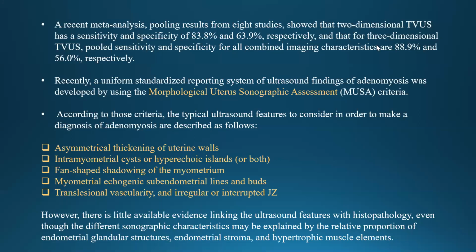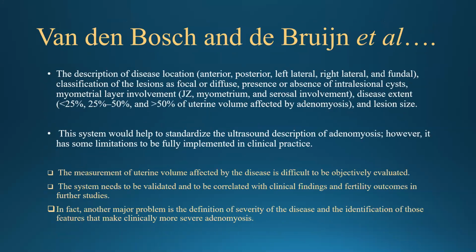So there was also some work from Van den Bosch and Bruijn et al. that describes the disease according to the location. They classify the adenomyosis into anterior, posterior, left lateral, right lateral, and fundal. They classified the lesions as focal or diffuse. Then they describe the presence or the absence of intralesional cysts. Then they talk about the myometrial layer involvement, so they comment about the junctional zone, the myometrium, and the serosal involvement.